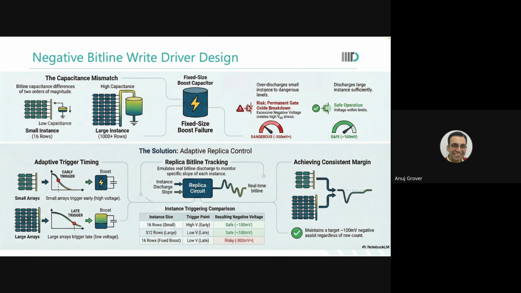Trigger it earlier. So if you're transferring the equivalent amount of charge, triggering earlier means that at that point the bitline will be at a higher voltage. So look at it like this.